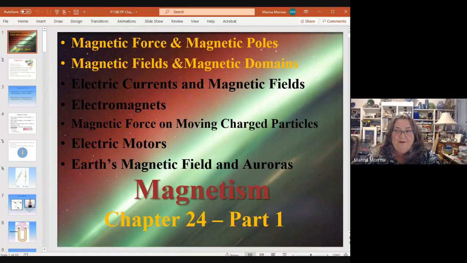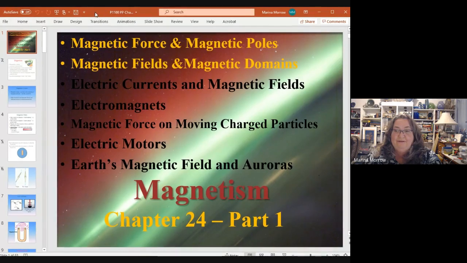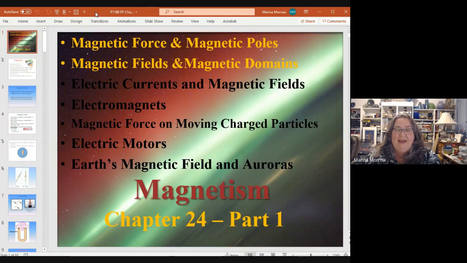All right, we are going to be starting chapter 24, and that is about magnetism. So we are going to be looking at part 1, magnetic forces and magnetic poles, and magnetic fields and magnetic domains. So this is about how a magnet works, okay? So why are some things magnetic?